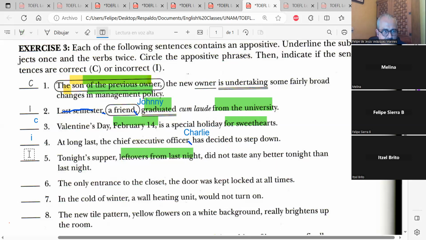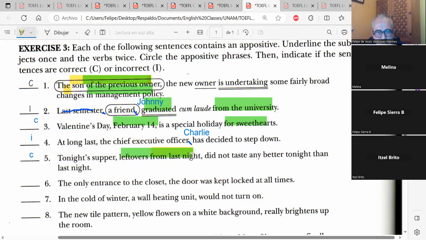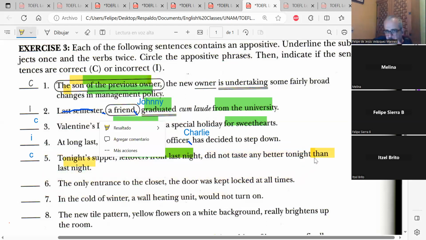I was going to mention if there is any prepositional phrase, but I don't see one. Yes, from last night. From last night is a prepositional phrase. It's inside the appositive. And then last night, the last one. Why is it correct? Than is normally considered a conjunction.